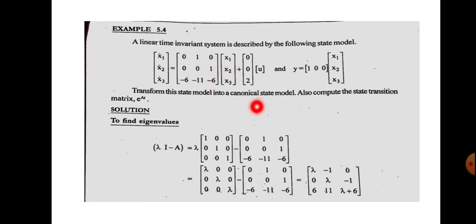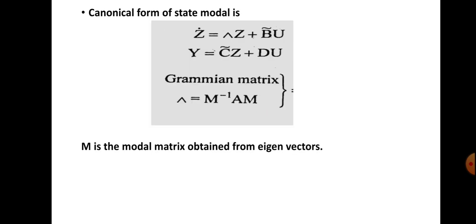So first you have to remember what is the canonical state model. See, the canonical state model is z dot equal to the Gramian matrix into z plus B cap into u, y equal to C cap into z plus D into u. So in order to find this model, first of all you have to find this Gramian matrix. So what is the Gramian matrix? It is M inverse AM. What is M? M is the model matrix and A is the system matrix, that is given in the question.